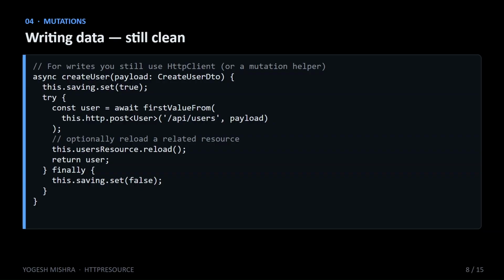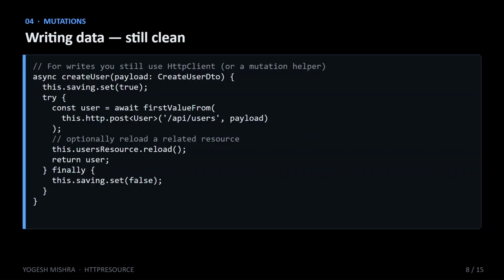Why is the separation good? Reads stay declarative with httpResource, writes stay explicit with async await. After a successful write, you call reload on the related resource. This keeps the mental model simple.